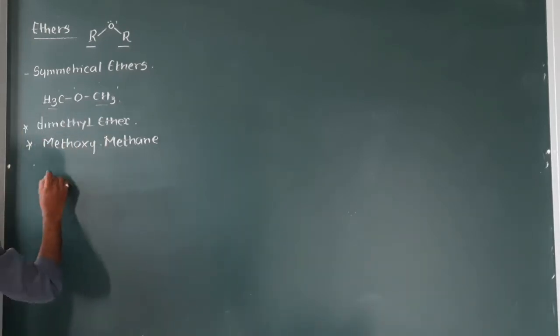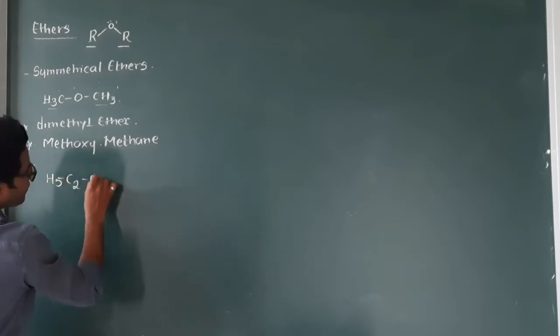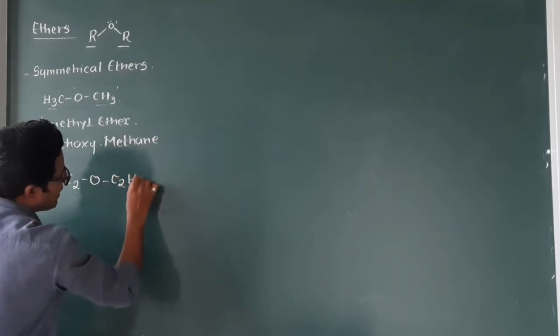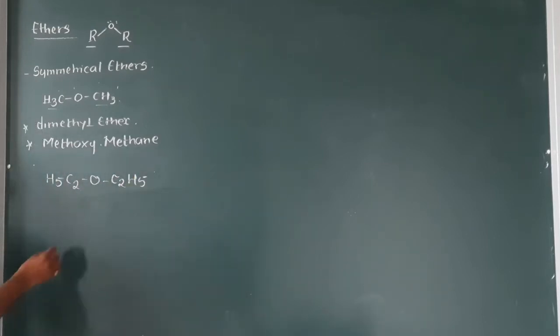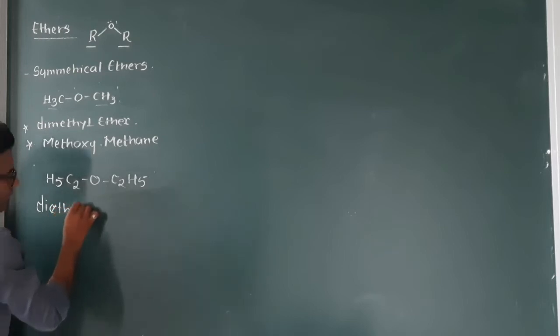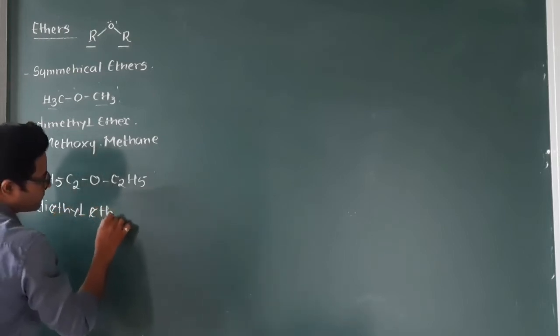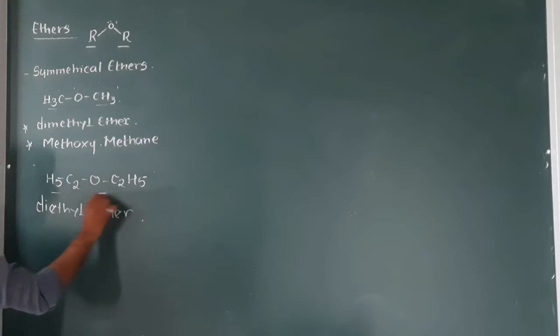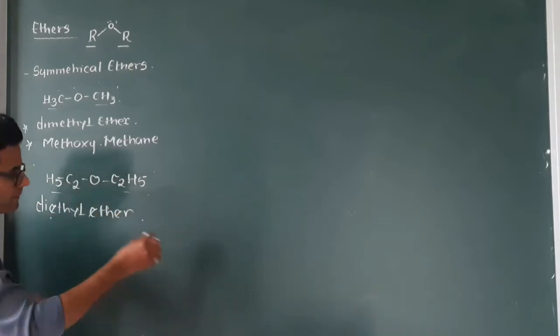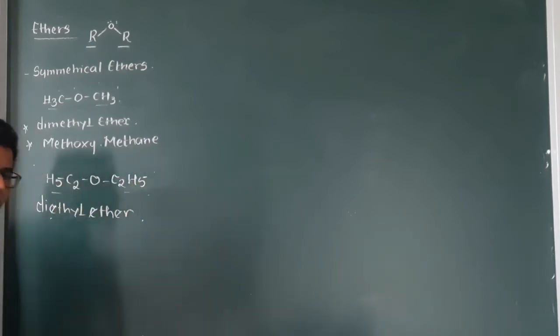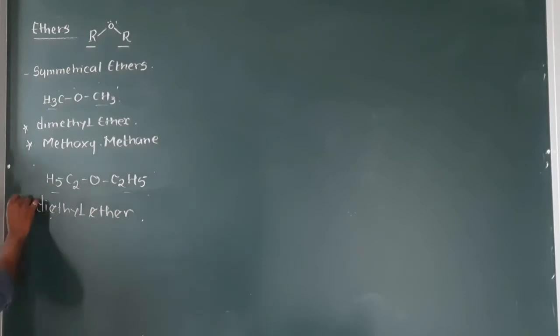Next, if we take into consideration C2H5OC2H5, now there are two ethyl systems, so it will become diethyl ether. Two ethyls, therefore diethyl. It's an ether, so we name it as an ether over here. That is the common name.